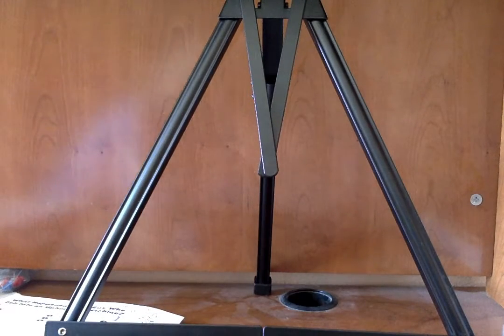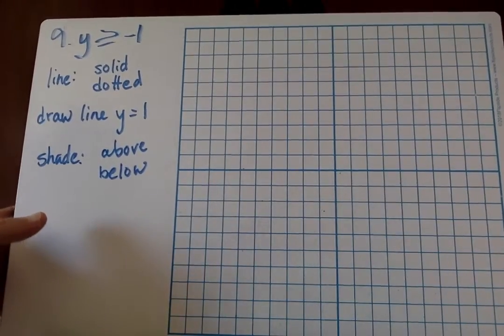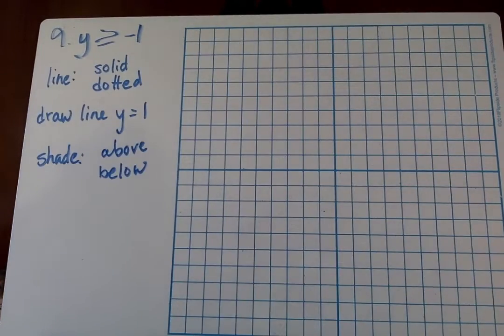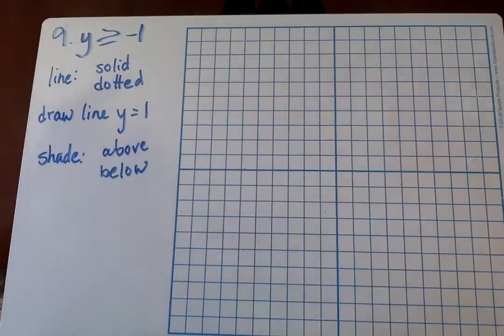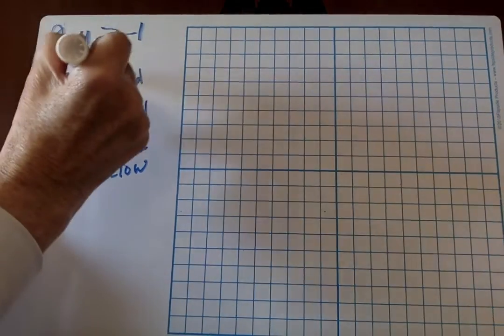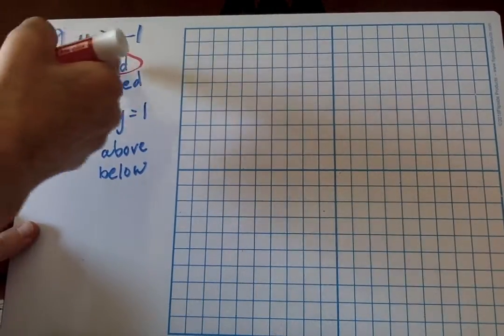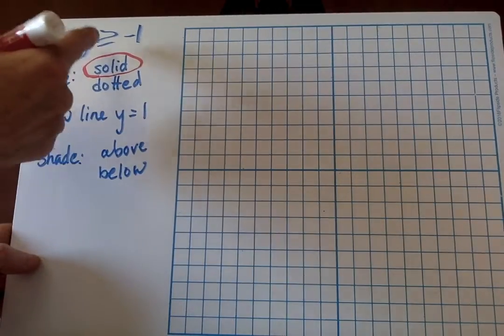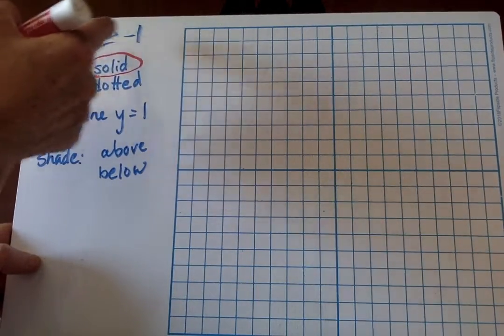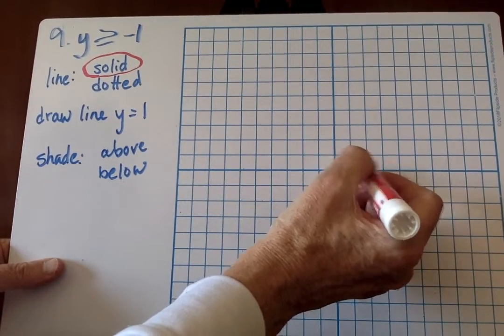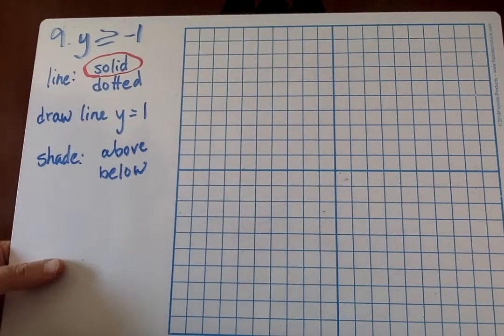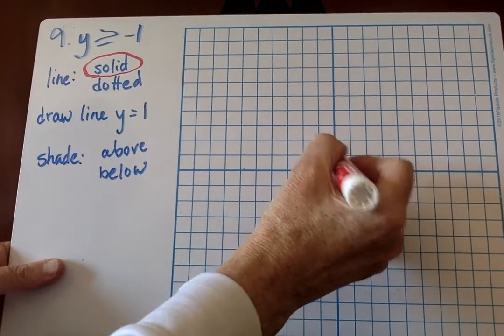I'm going to jump to number 9, just because it's also a little bit different. They actually don't give you a start axis or anything. The 3 things I want you to consider: the line, is it solid or dotted? Okay, if it's "or equal to," we know it's going to be a solid line. Again, more ink there means this is going to be solid. Draw the line, whatever this is, you make it an equal sign. So y equals 1. If I draw that line, y equals 1, there's 1.